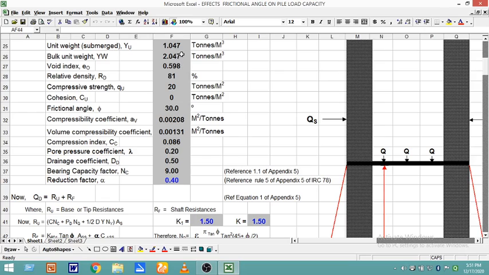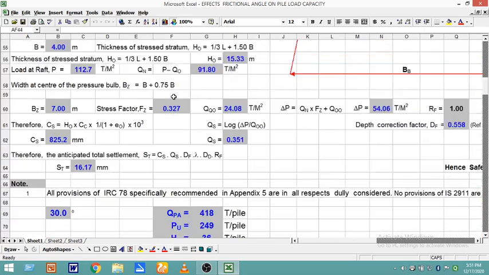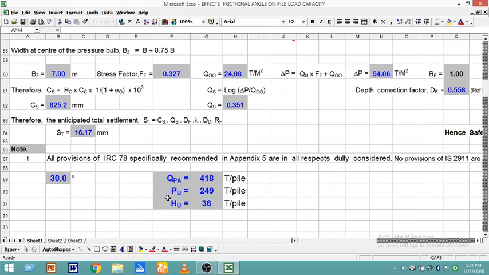Now, considering the same diameters, I have calculated the compressive load as 418 ton per pile. It is modified using a group efficiency factor for 2 piles in a row, 2 piles in a column, with a spacing. The uplift load is 249 ton per pile, and the horizontal load is 36 ton per pile.